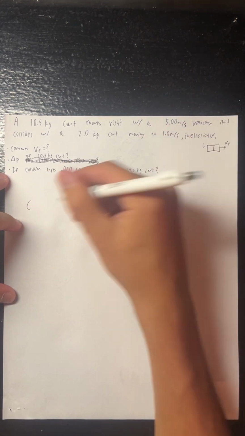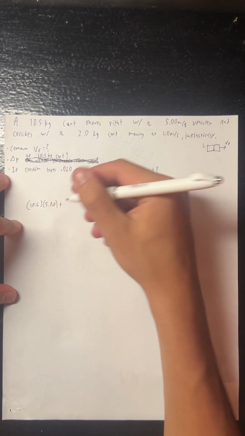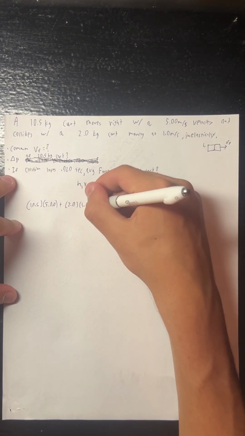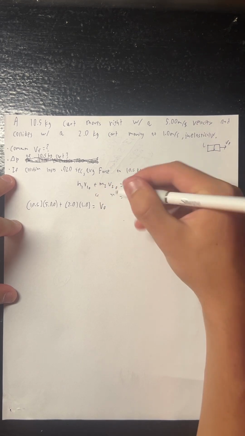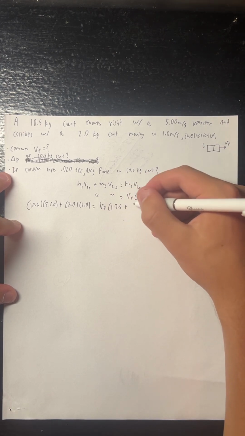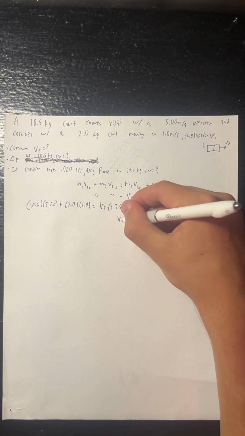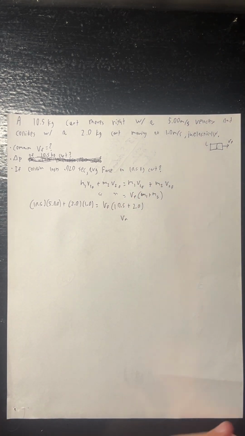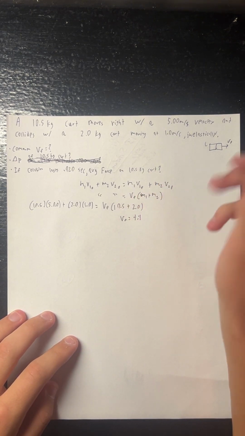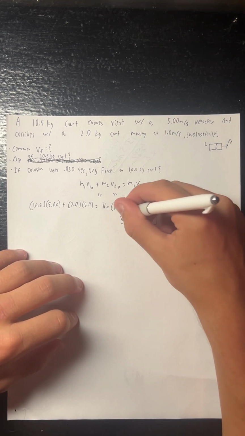Our M1 is 10.5 times V1, which is 5.00, plus M2, which is 2.0, times V2, which is 1.0, equals VF, which is the variable, times M1, which is 10.5, plus M2, which is 2.0. And we can plug this in to get our VF as 4.4 meters per second. So that is how to find the final velocity.